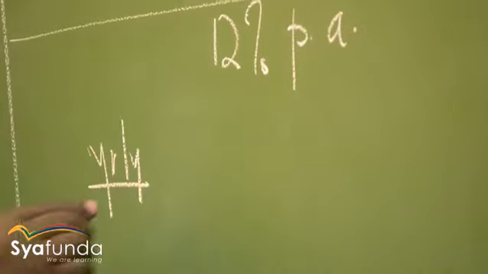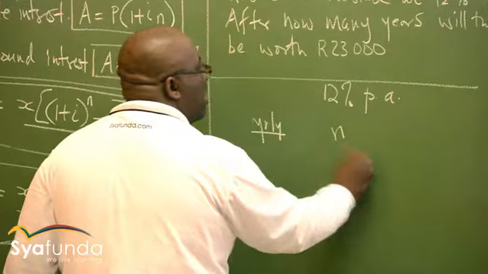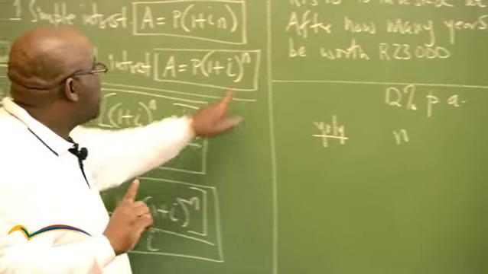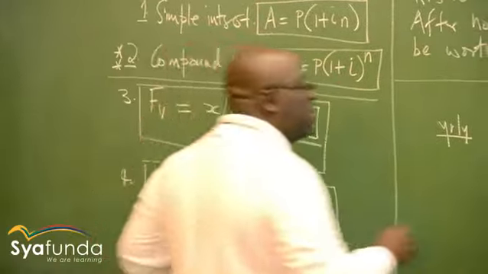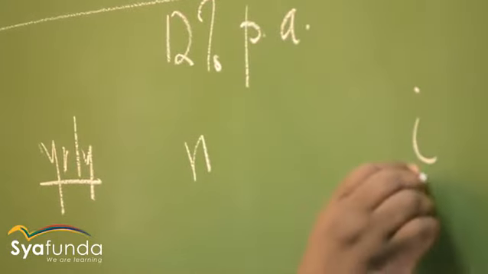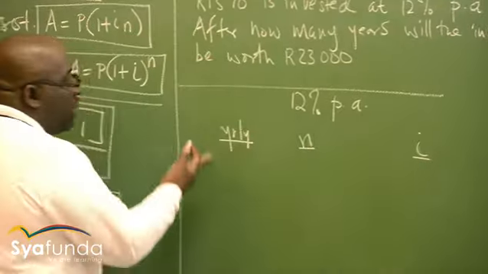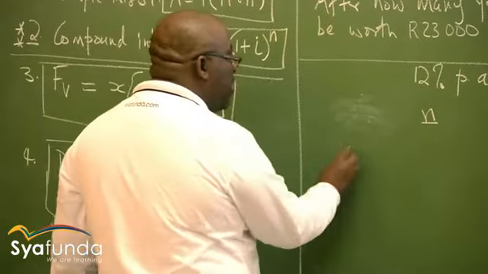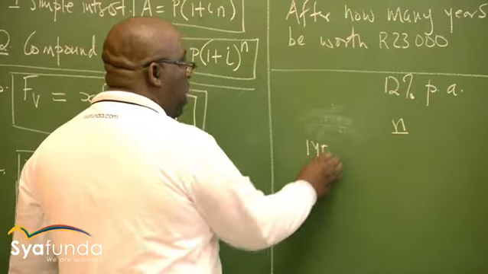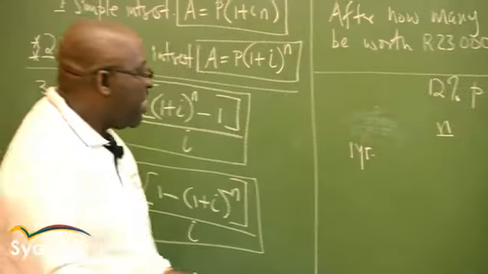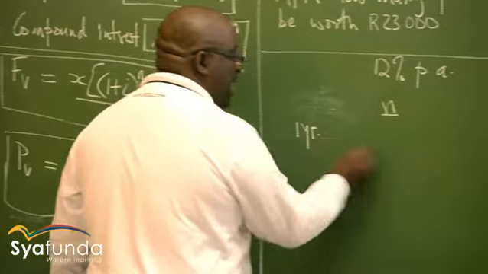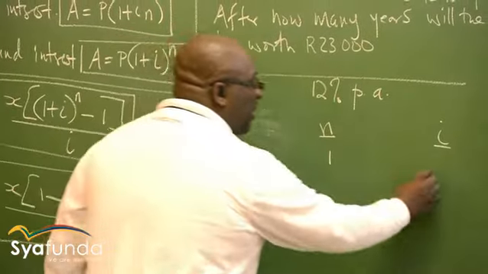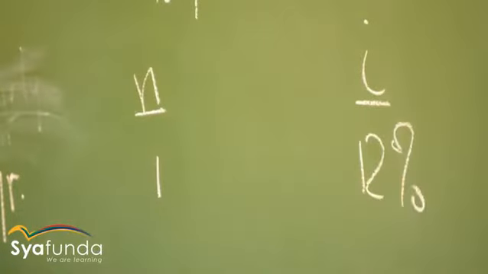Yearly. We said n. I want you to understand what happens between n and i, in all of this formula. Suppose they say they're going to charge 12% per annum. In 1 year, how much will they charge me? They will charge me 12% per annum.